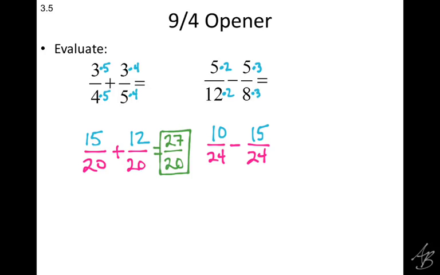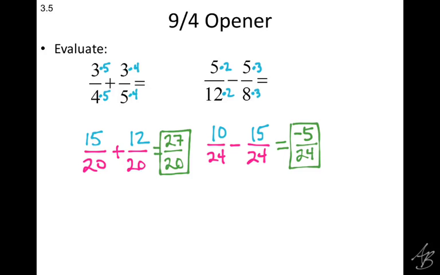We subtract because the 10 is positive and the 15 is negative, right? So when we have 10 positives and 15 negatives, we're going to have some canceling going on, and what's going to be left over? 5, negative 5, right? So since there are more negatives, the 15 is the negative one. There's more negatives than positives, we get a negative answer. So it's going to be negative 5 over 24.